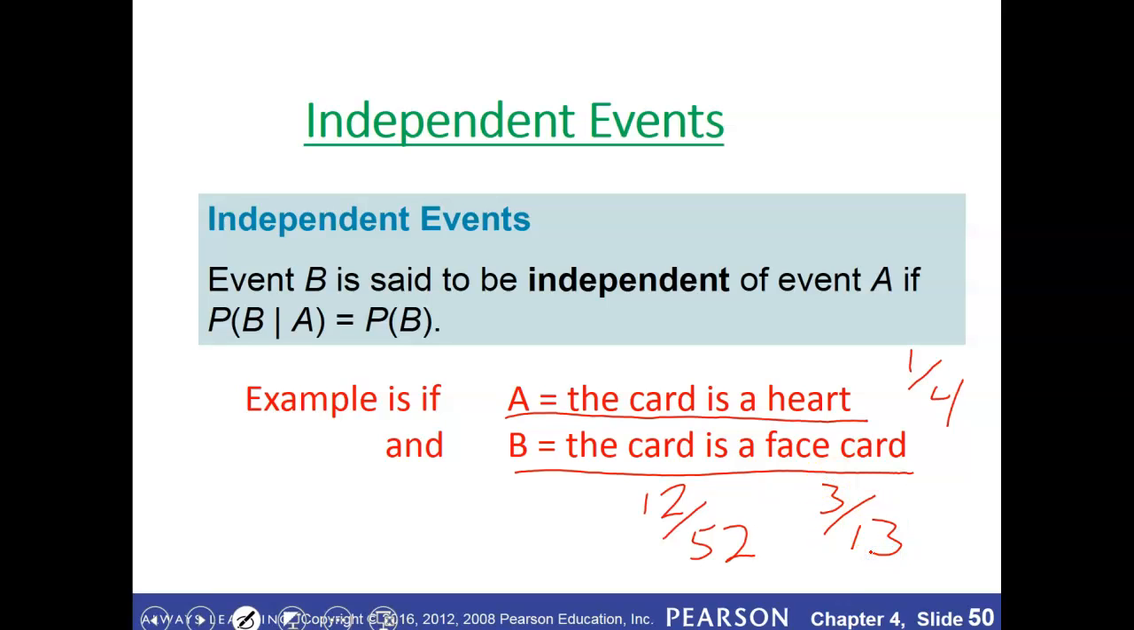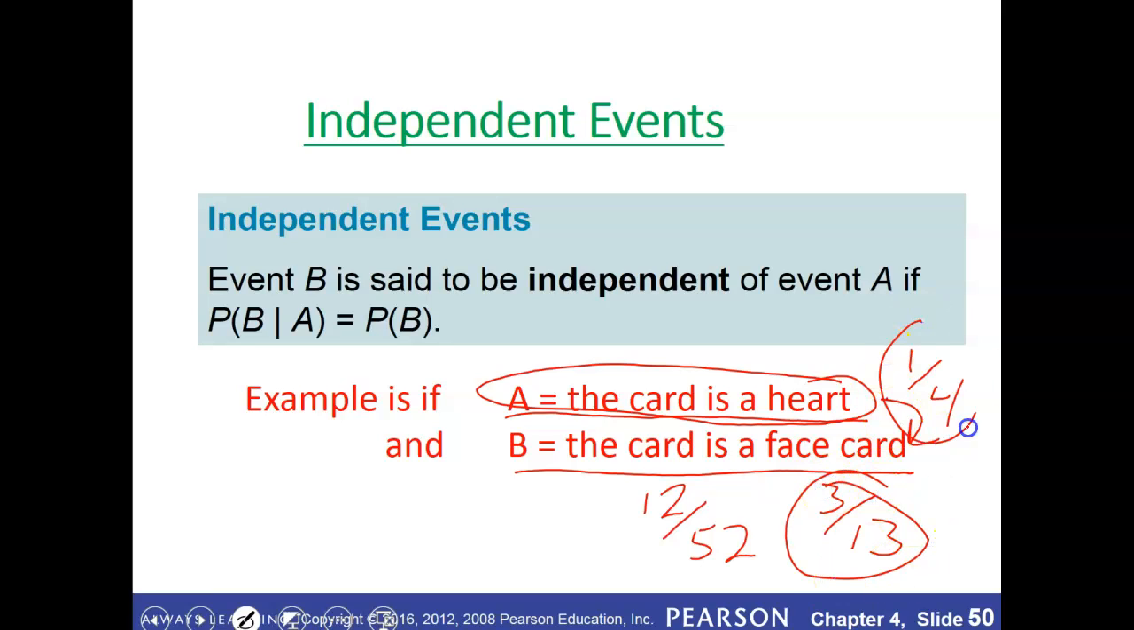And so let's say that we draw a heart first, okay? We did that first, and then we drew another card and we got a face card. Well, the probability wouldn't change. Or if I picked a card and I drew a heart, or I took out all the hearts and drew a face card from the hearts, the probability would not change. These probabilities don't affect each other. So they are called independent events.